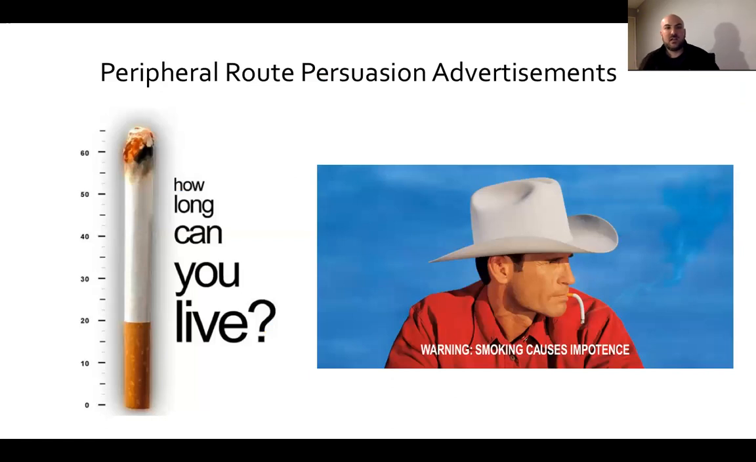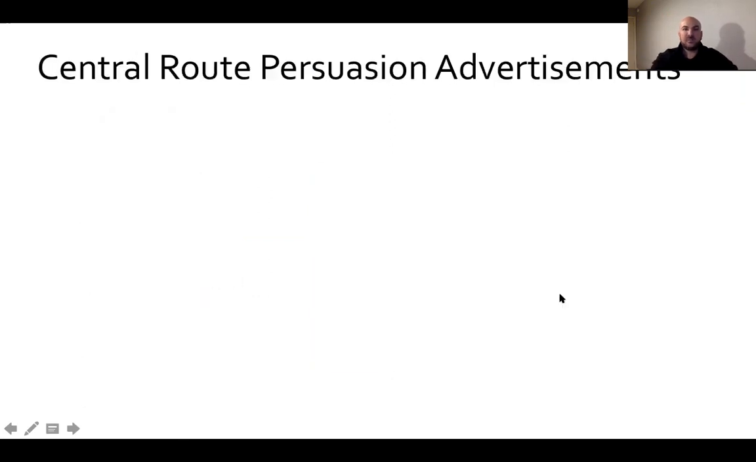Here are a couple more advertisements using the peripheral route, and the message is clear. Don't smoke. Might lead to impotence, might shorten your life. And these are all peripheral route, superficial cues. There's no stats here. There's no data to back it up. There's no percentages or a lot of text. In fact, the text is just really minimal, right? They aren't even talking about the correlational studies or the randomized control trials or anything like that. But they're just trying to get this idea that smoking is going to kill you and lead to impotence. Peripheral route.